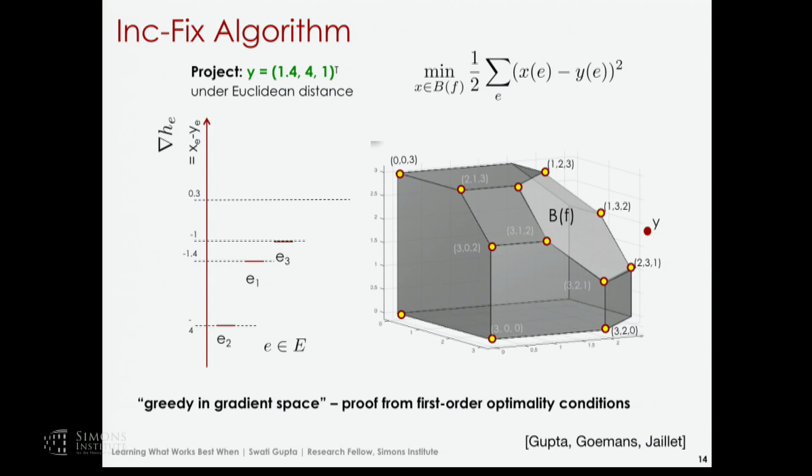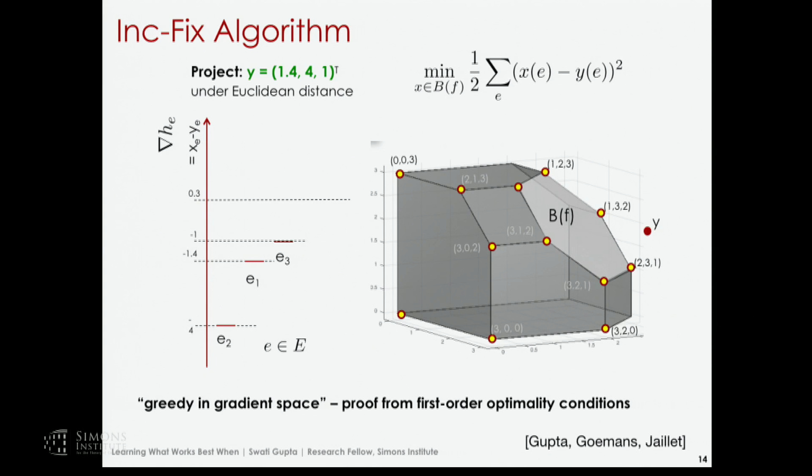Remember that our function was separable. So the partial derivatives only depend on the value of that coordinate. And in this case, the partial derivatives of xe minus ye are just 0 minus whatever the y coordinate is. This is why I get E2 at minus 4, E1 at minus 1.4, and E3 at minus 1.